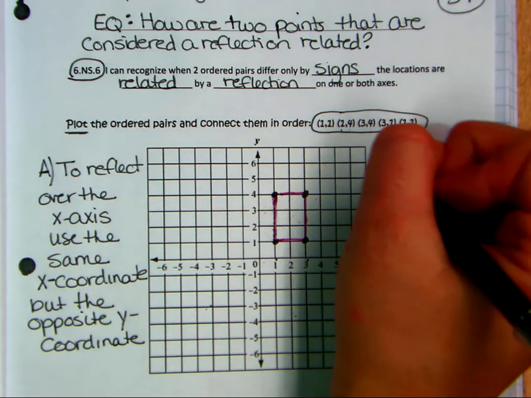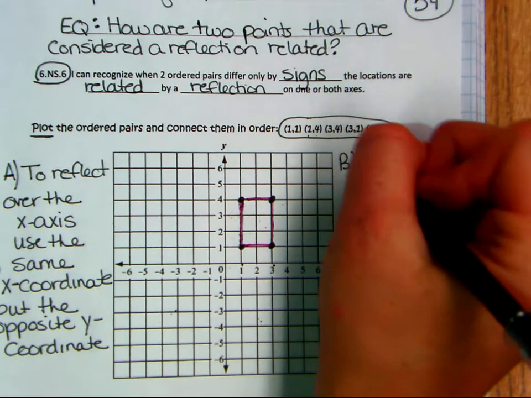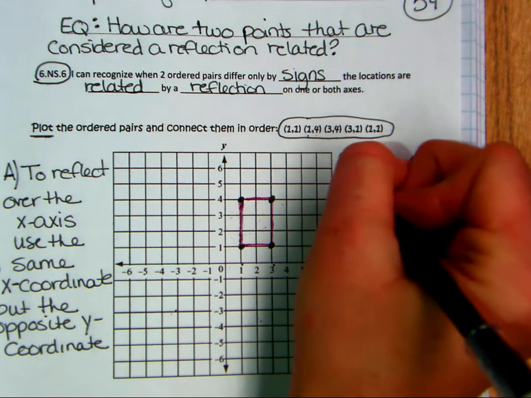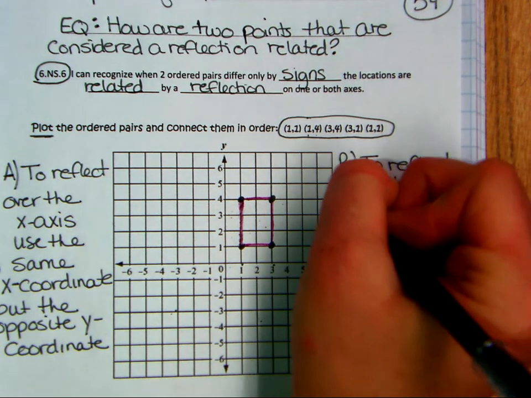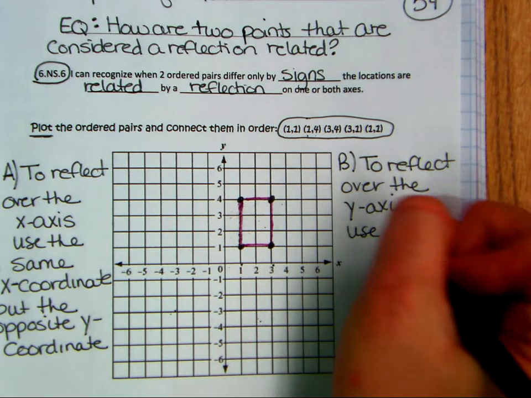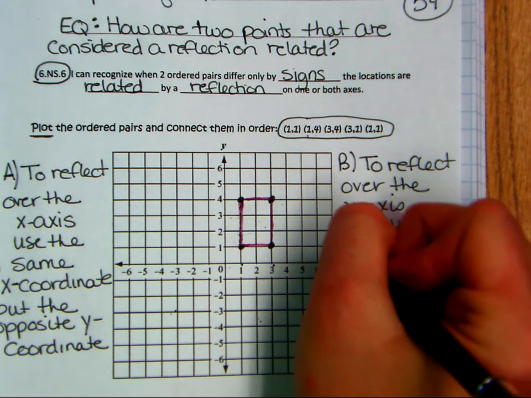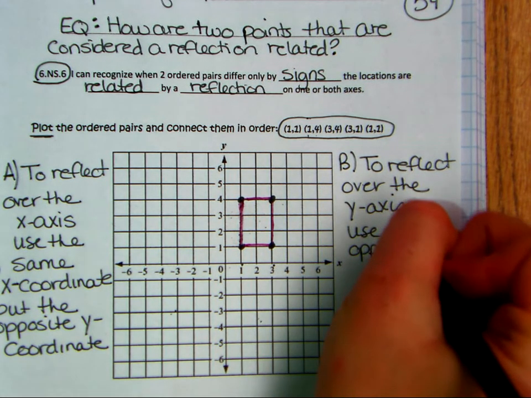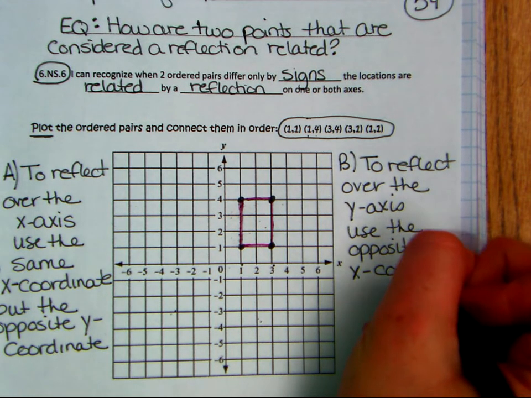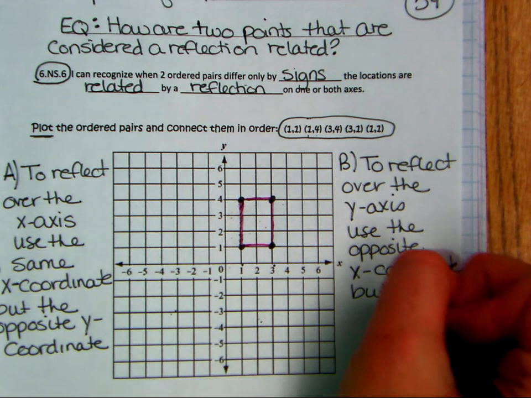Okay, and then the second note, we're going to put it over here for B, is to reflect or jump over the y-axis, use the opposite x-coordinate, but the same y.